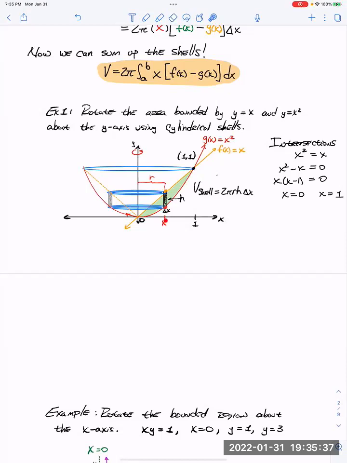That's fine. So with this case here, I know this is a formula for the volume of the shell. Remember, the two things I need are the radius and the height. So here's my formula for the volume of the shell.